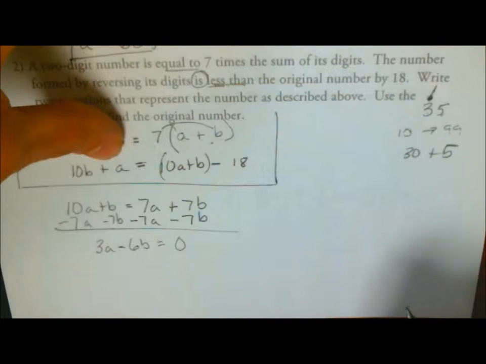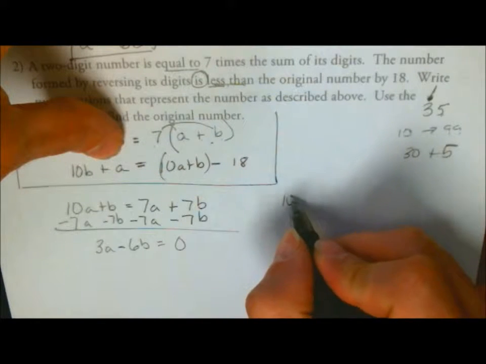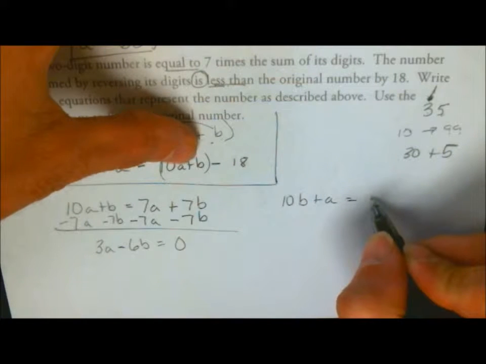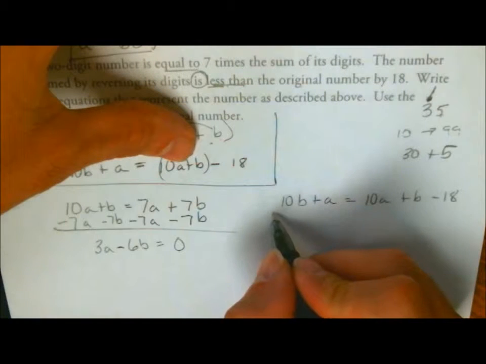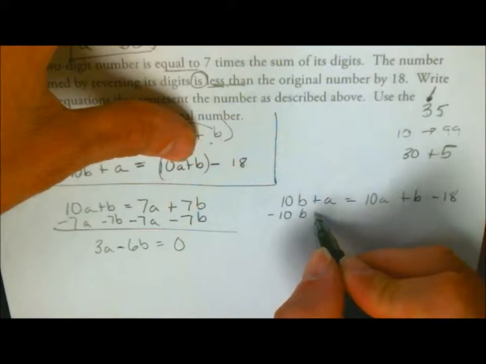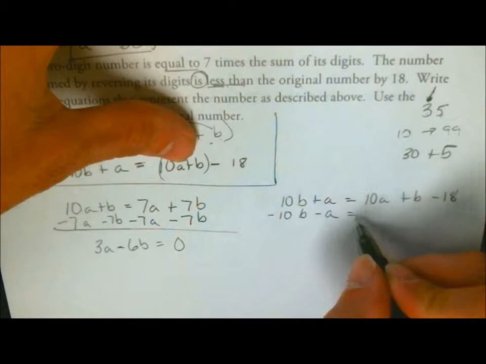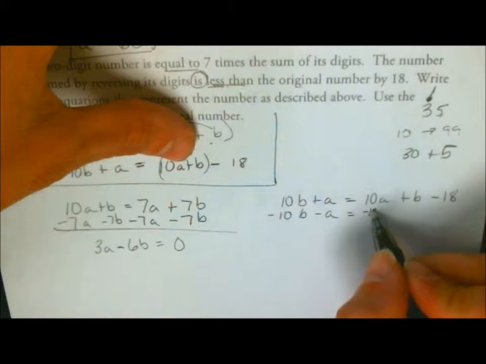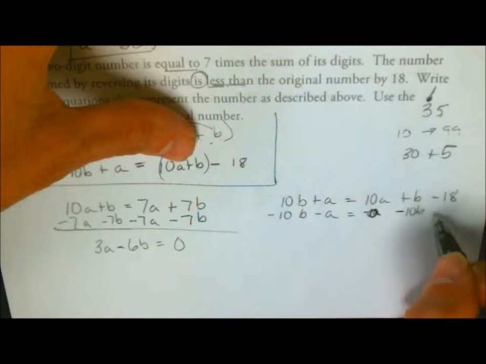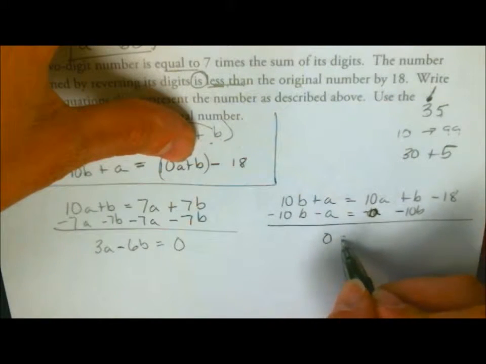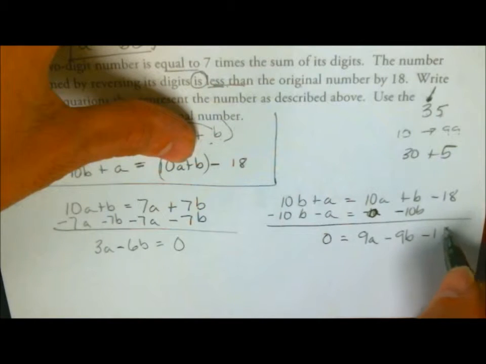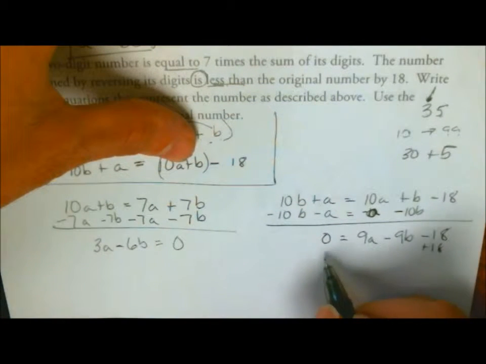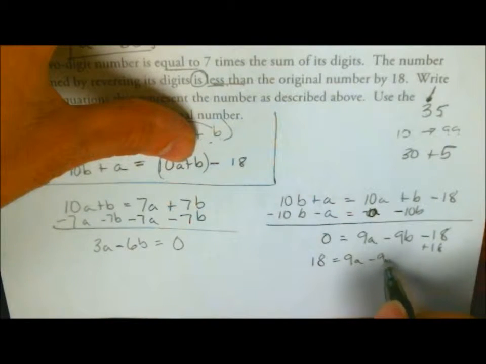Let's look at this second one and simplify it. I have 10b plus a equals 10a plus b minus 18. I'm going to do the same thing. I'm going to subtract 10b from both sides and subtract a from both sides. Minus a and minus 10b. And that will give me 0 equals 10a minus a, 9a, minus 9b minus 18. If I add 18 to both sides, that gives me 18 equals 9a minus 9b.